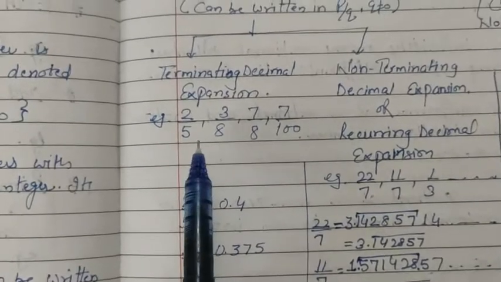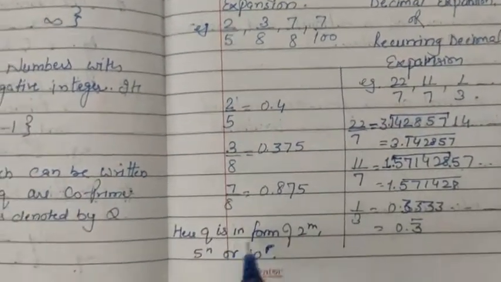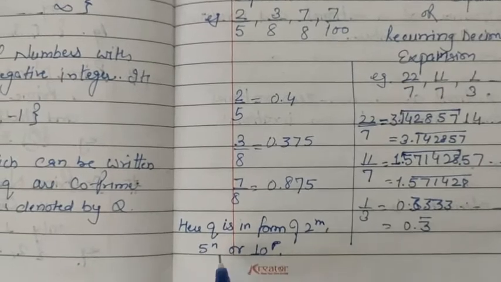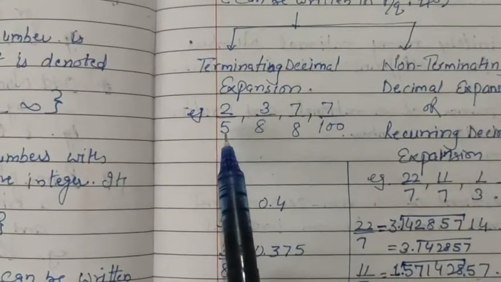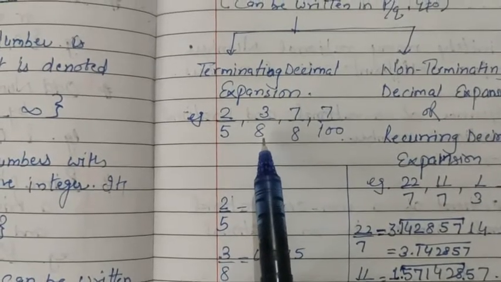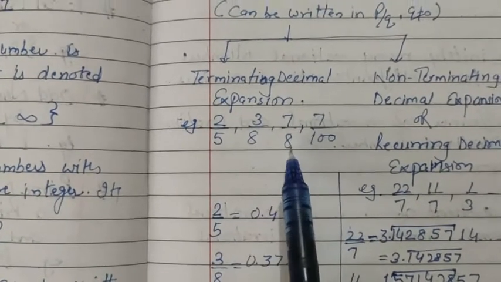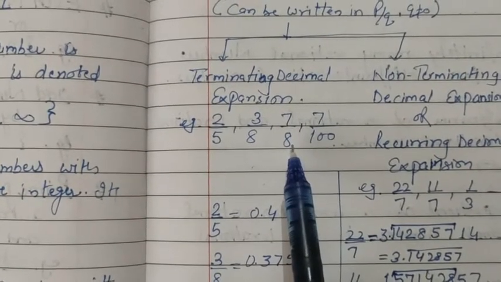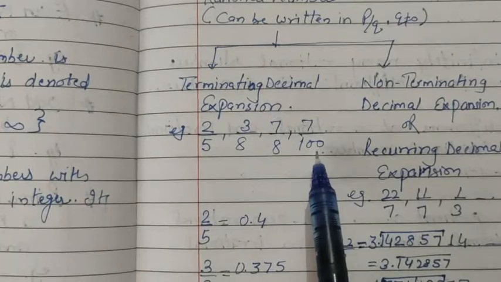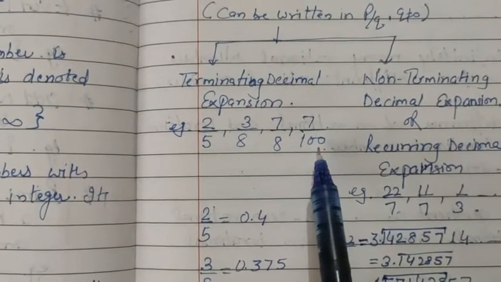And here the denominator q is in the form of 2 raised to power m, 5 raised to power n, or 10 raised to power p. You can see from here the denominator is 5, and the denominator is 8, which can be written as a power of 2, that is 2 raised to power 3, and here the denominator is 100, that is 10 raised to power 2.